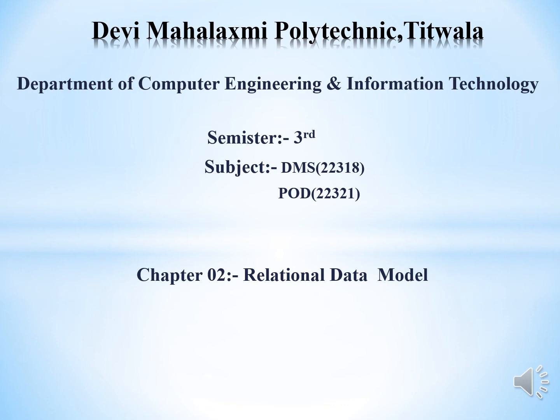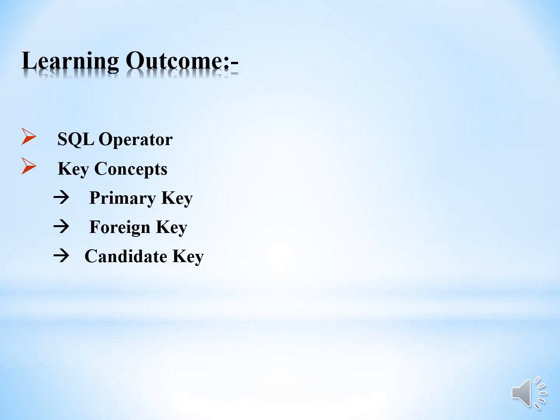Semester 3rd. Subject DMS. Subject code 22318. Parallel subject for IF, POD. Subject code 22321. Chapter number 2nd: Relational data model. Learning outcome of this video: SQL operators and keys concept, primary key, foreign key, and candidate key.